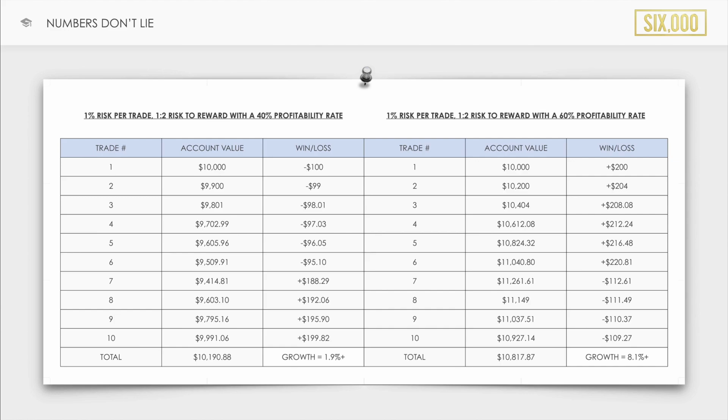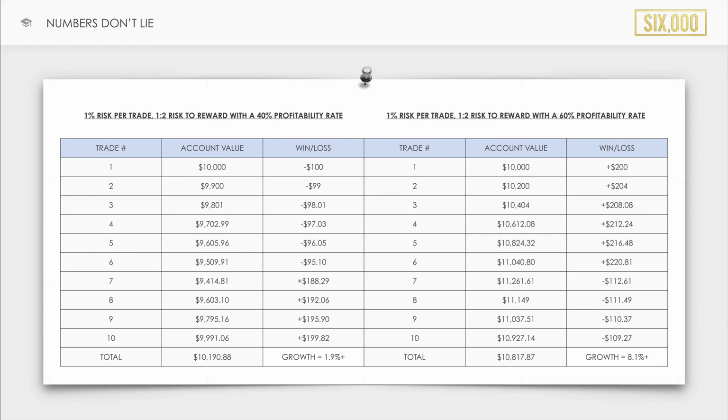So what do we know? If we stick to our risk management plan, we can actually be right less than 50% of the time and still turn over a profit month to month. We only need to be right 40% of the time. If we stick to the rules, we follow the trading plan, we only need to be correct 40% of the time, and we can still break even. We can still make a small profit. We can still make almost 2% a month.